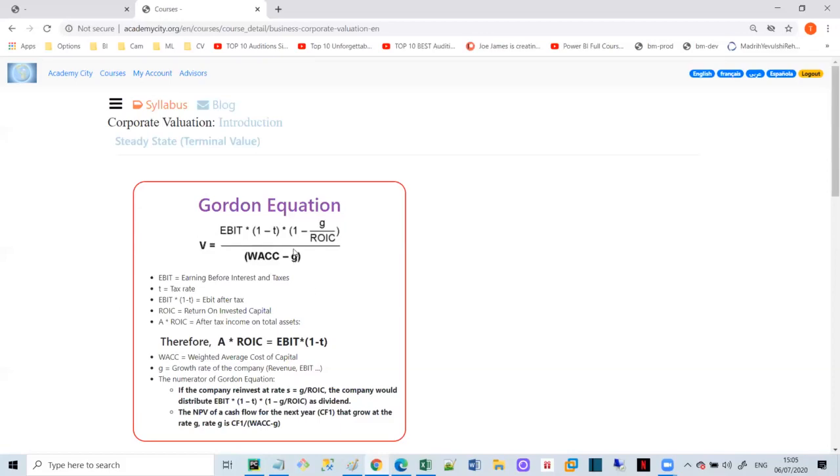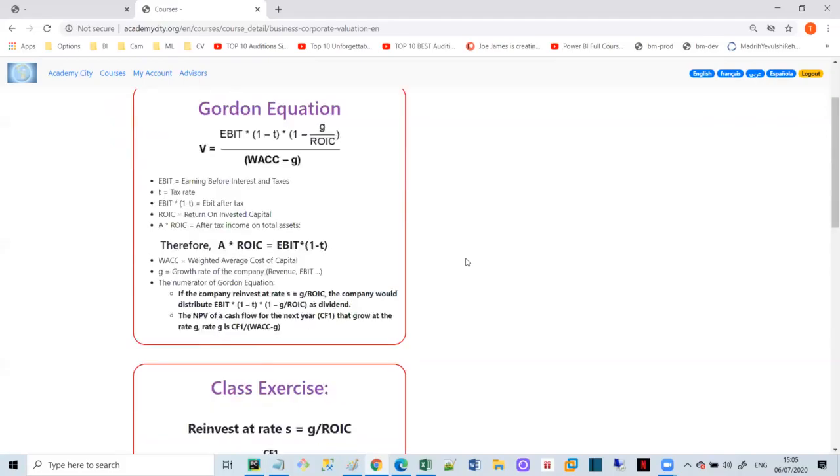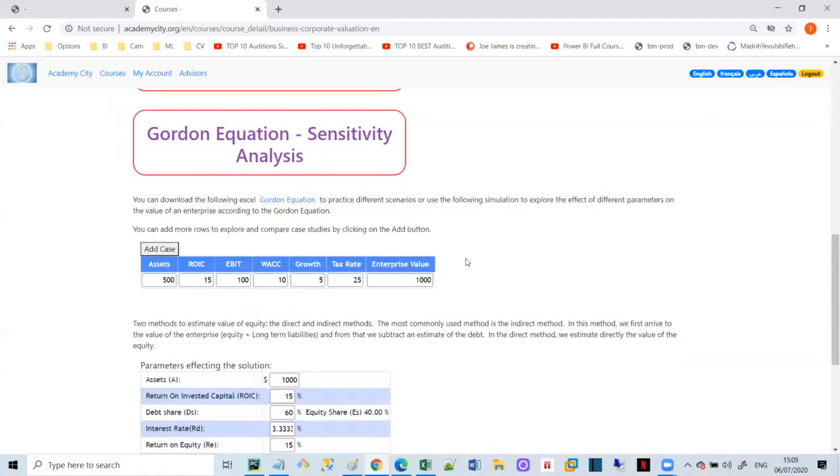The reason we subtract G is because it's growing over time, so the value is higher than if it didn't grow. If there was no growth at all, this one would go away. We don't have all of that one. That will be the EBIT times 1 minus T divided by the WACC. That's the only thing there will be. That will shrink totally if there's no growth. Okay, and we did a lot of examples of that. So please do look at that one.